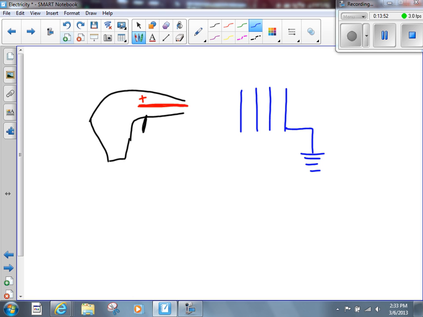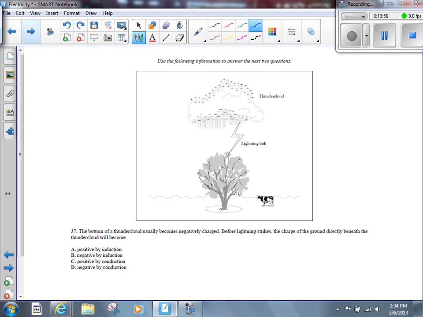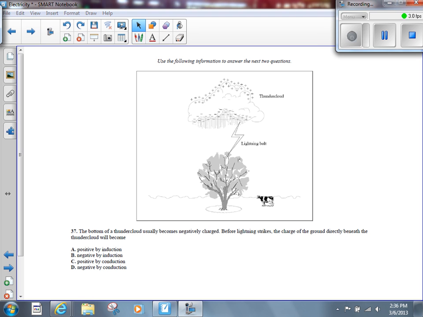What's a real-life example of induction? What a great question. How about you take a look at this one, okay? All right, you've had a chance to work on it. What's the answer to the question? Who says A, positive by induction? Who says B, negative by induction? C, positive by conduction? D, negative by conduction?